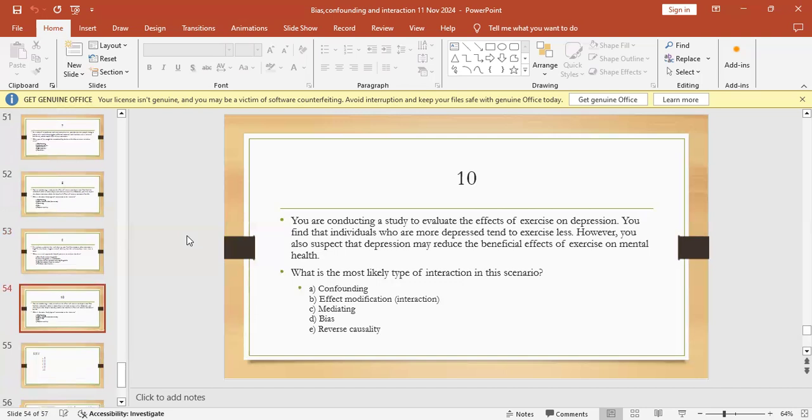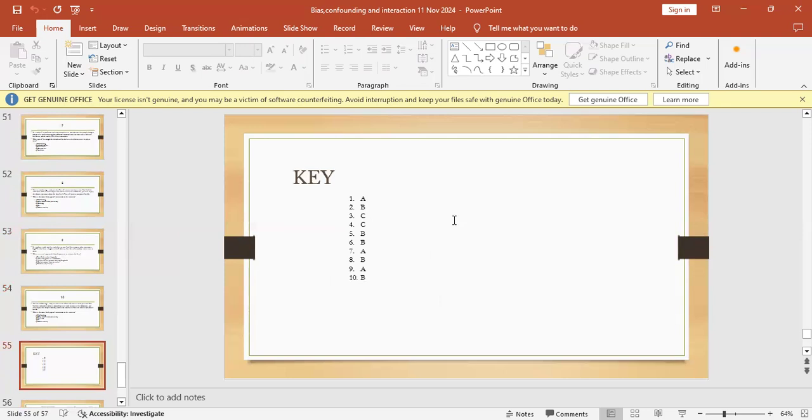Last MCQ. It's a repeat MCQ, so we will again discuss it. You are conducting a study to evaluate the effects of exercise on depression. You find that individuals who are more depressed tend to exercise less. However, you also suspect that depression may reduce the beneficial effects of exercise on mental health. What is the most likely type of interaction in this scenario: confounding, effect modification, mediating, bias, or reverse causality? It's effect modification. Here is the key of the MCQs.